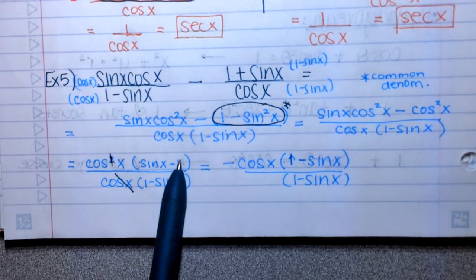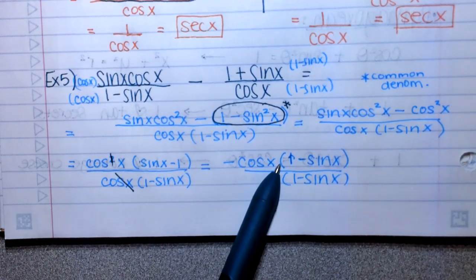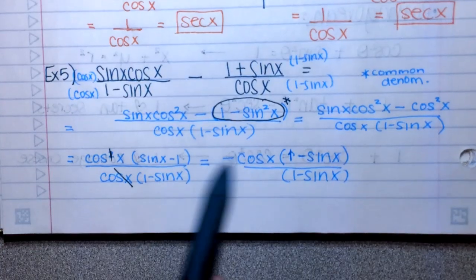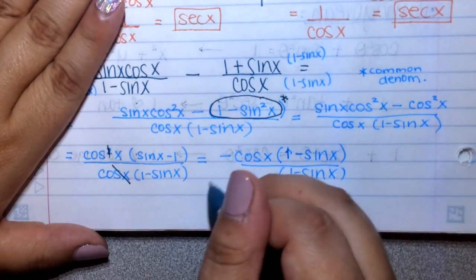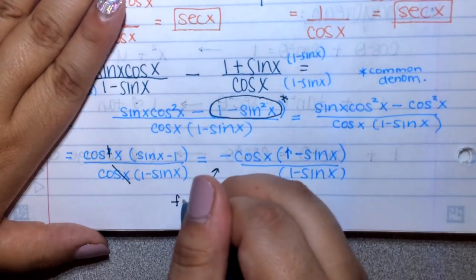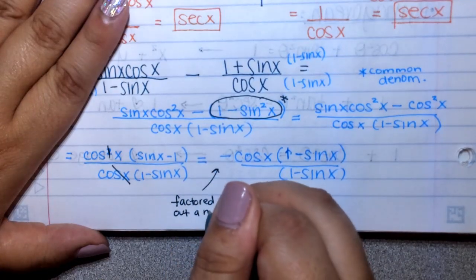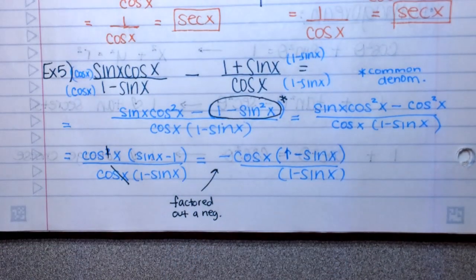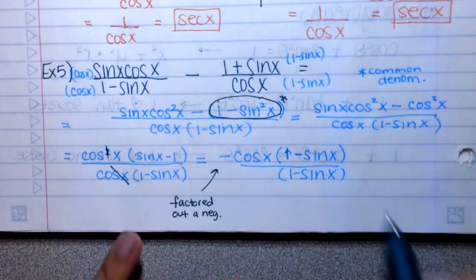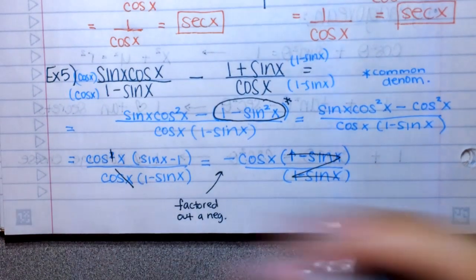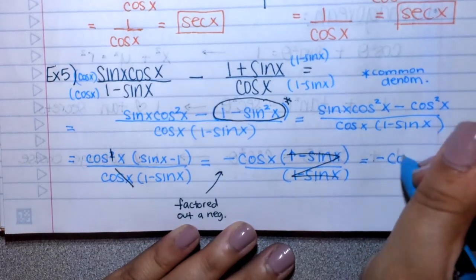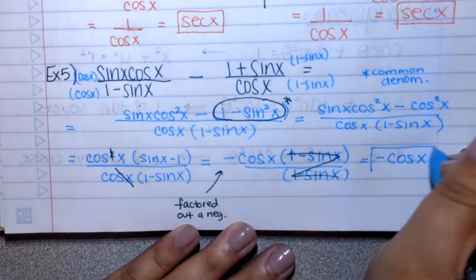Does that make sense what I did from here to here? And if it doesn't, you might want to draw an arrow for yourself that we factored out a negative, just to let yourself know, hey, this is what I did. Now, what did you say? That cancels out, and what am I left with? Negative cosine x.